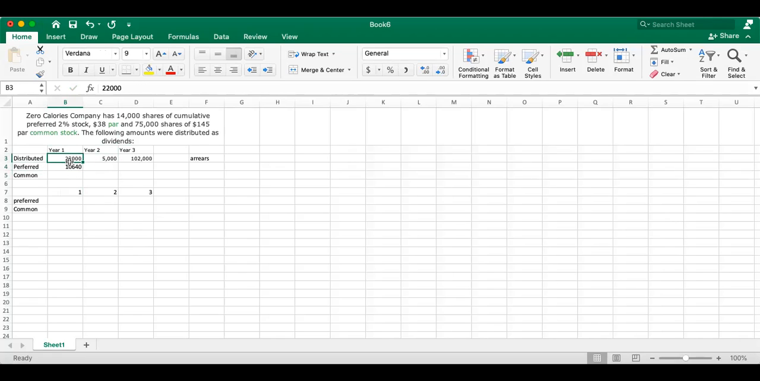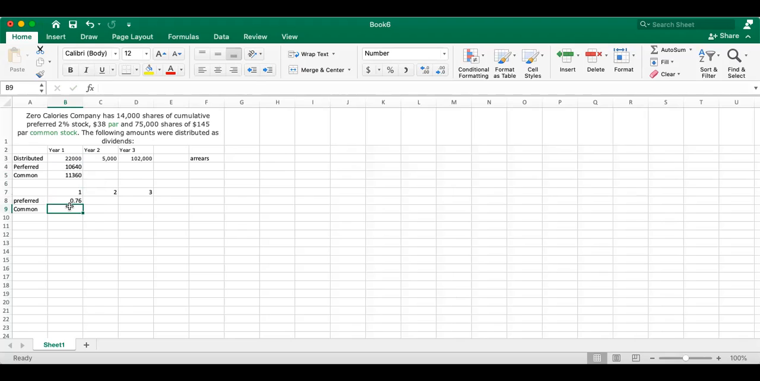But this is how much was distributed, so for the difference I'm going to subtract that here. So I'll go 22,000 minus 10,640, and you should get 11,360. Now to figure out how much this was, I'm going to take this preferred amount divided by 14,000. That's how I'm getting my percentage, so 76 cents of that amount is in preferred.